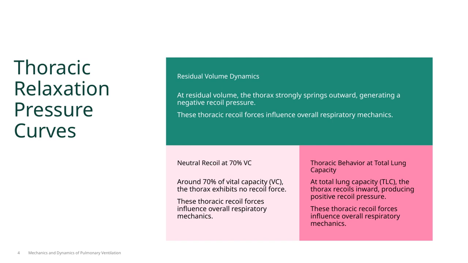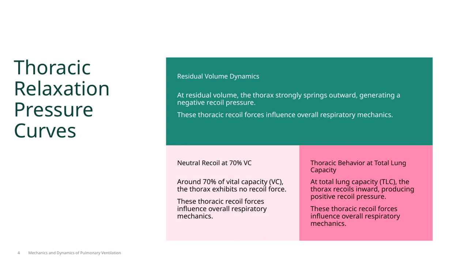Now, moving to about 70% of vital capacity, or VC, we see a different behavior. At this point, the thorax reaches a sort of equilibrium. There's no recoil force pushing or pulling. It's like a neutral zone where the recoil forces are balanced, which again plays a key role in how easily we can breathe comfortably at different lung volumes.